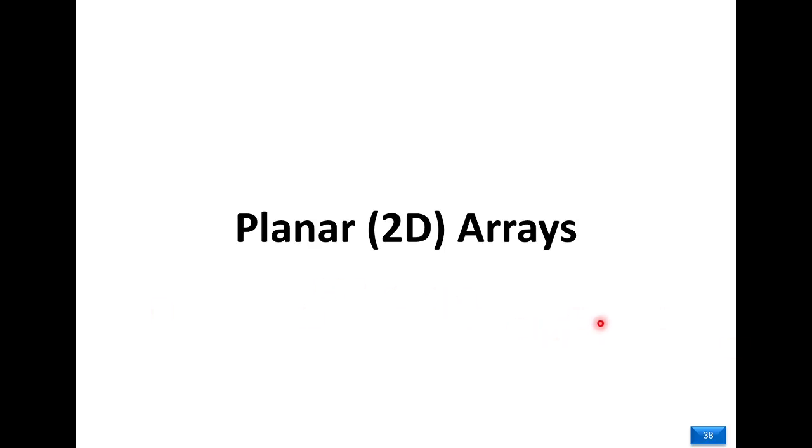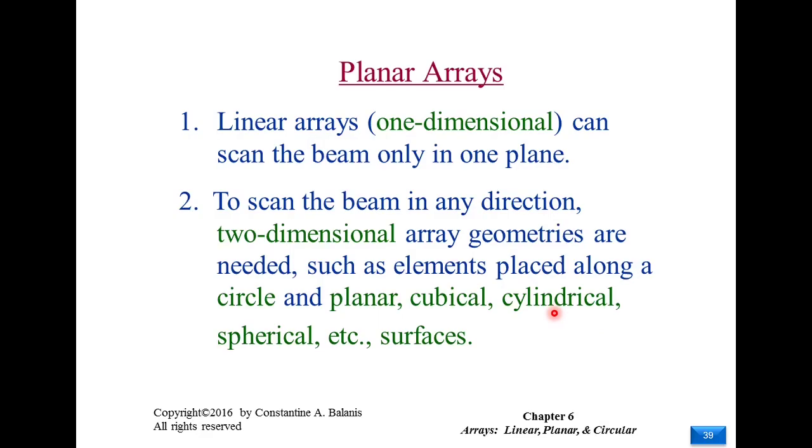In the first part we talked about linear antenna arrays, where we have the antenna elements arranged in a line. We talked that linear arrays are one-dimensional arrays that can scan the beam only in one plane. For example, if we have the antenna elements arranged on the z-axis, we can scan only in theta, the elevation plane. We can't have any scanning on the phi or azimuthal plane.